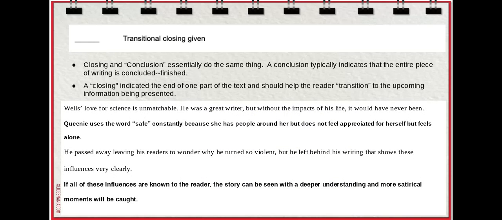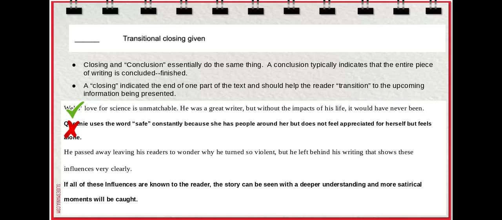For example, "Wells' love for science is unmatchable. He was a great writer, but without the impacts of his life, it would never have been." And then we have a couple of other examples. The last one: "If all of these influences are known to the reader, the story can be seen with a deeper understanding and more satirical moments will be caught." This one: "Queenie uses the word safe constantly because she has people around her but does not feel appreciated for herself but feels alone." This is not leading into her writing.